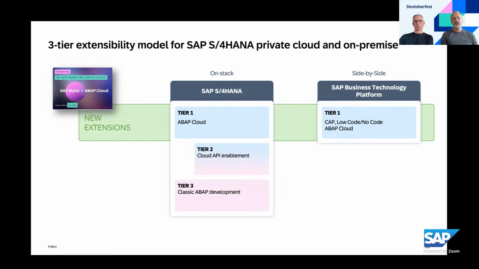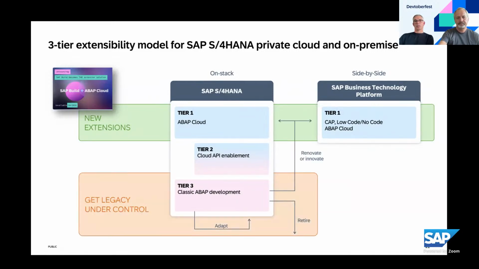And the second is, of course, all the classic ABAP stuff which you still have, all the legacy code which you still have, that's residing in tier number 3, where all the classic ABAP stuff is located. And in general, of course, the idea is that we get this legacy under control, especially all the stuff which you have in tier number 3. The idea is to reduce the number of objects which we have in this bucket. The easiest way to reduce the number is by deleting the stuff. So that's the retire arrow which you see there.